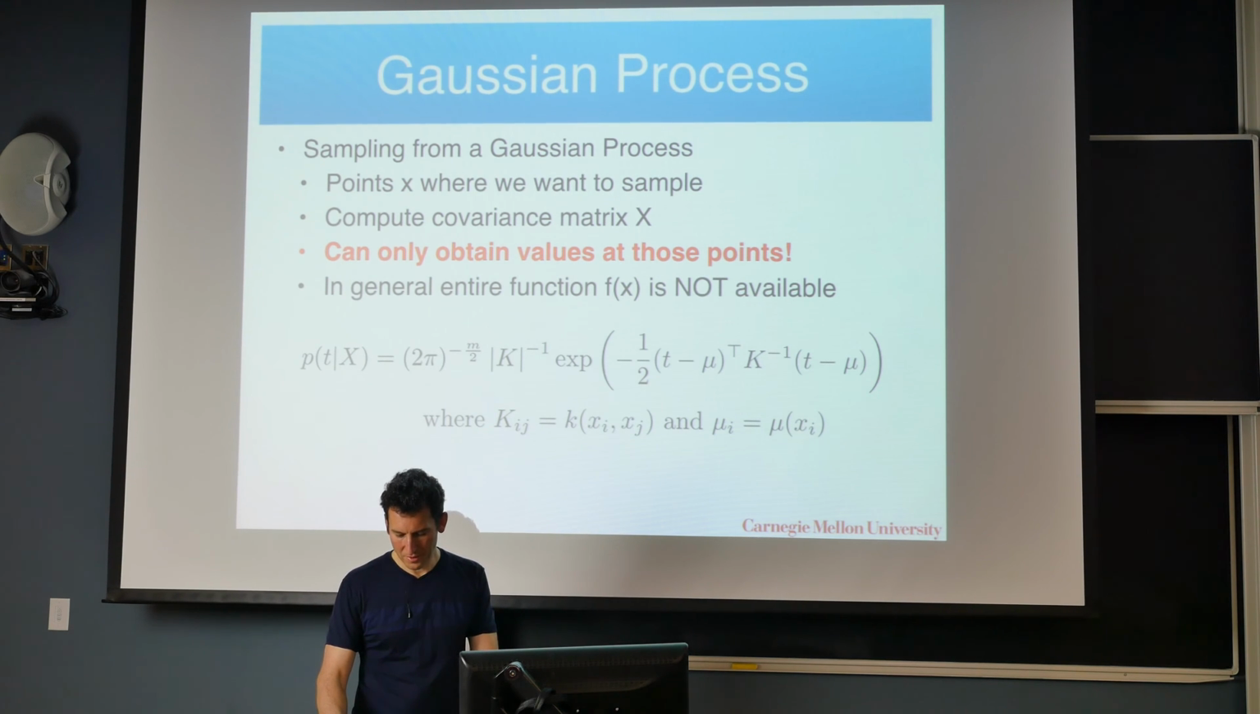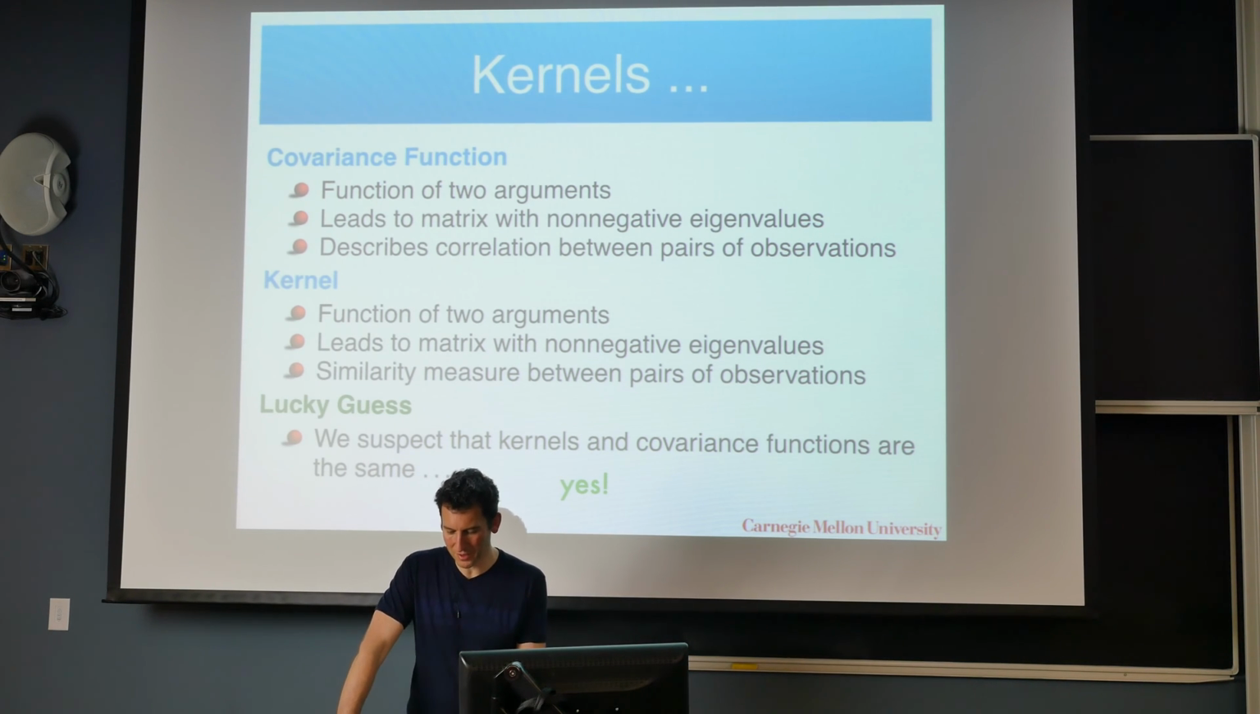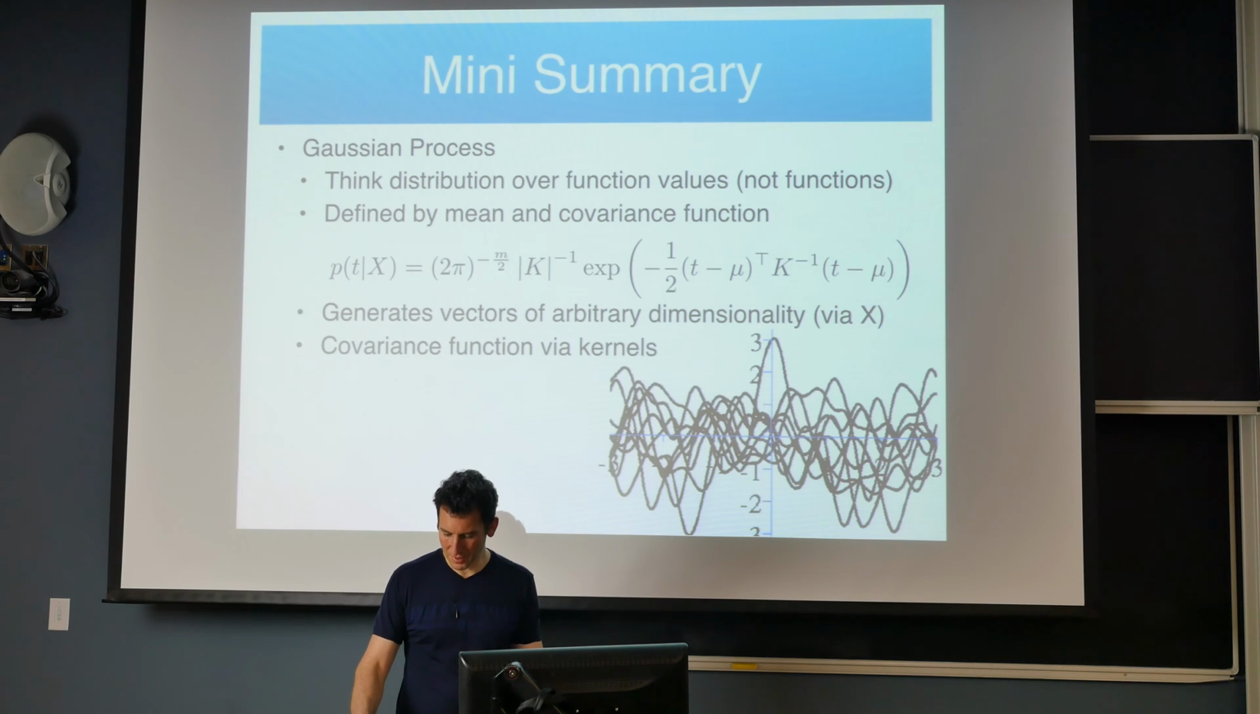Okay. And so this is exactly what we had with kernels. So we basically have a function of 2 arguments. We get the matrix with non-negative eigenvalues because these are covariance functions, and it describes the correlations between pairs of points. And yes, guess what? It actually happens to be exactly the kernels that we've been working with for quite a while. And that's really all you need to know to make this operational.